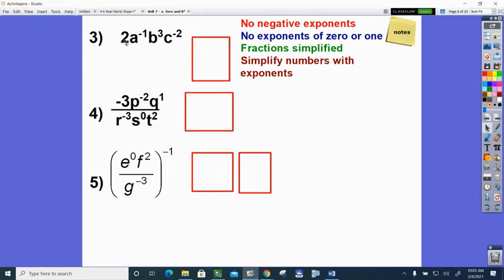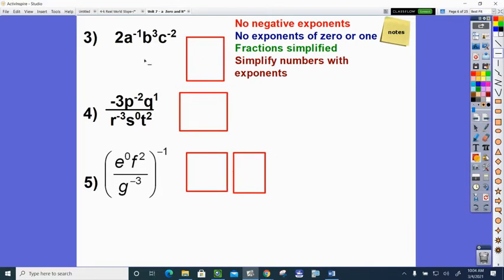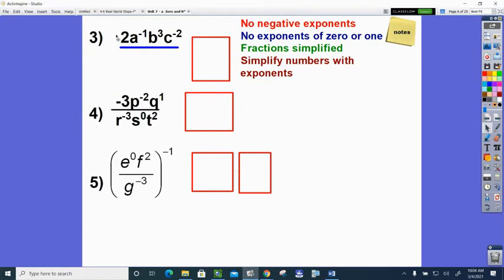Oftentimes, people will make a mistake and include this 2 with this negative 1 exponent, and they'll bring it down. This 2 has an invisible 1 exponent. It has a positive exponent. It's not going anywhere. But the a to the negative 1 is. So again, if you come over and make your fraction line and then ask yourself who's staying and who's going, the 2 is going to stay, but the a to the negative 1 will drop, reciprocate, and become a to the first on the bottom.